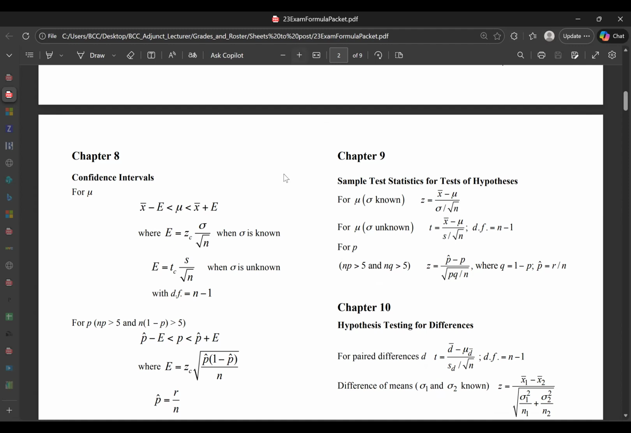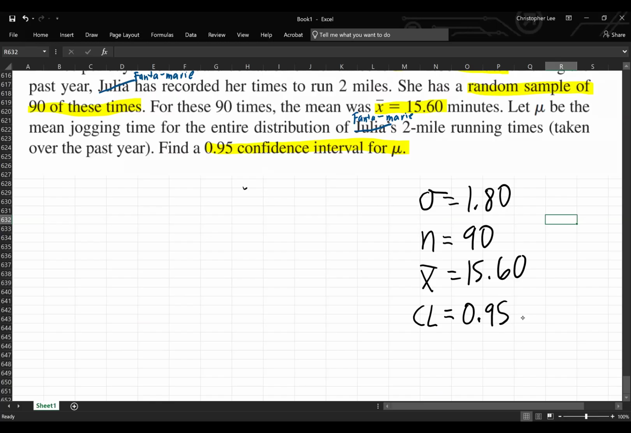All right, let's go back. So my margin of error E is equal to Z critical times my standard deviation over the square root of N. Simple, right? What is E in this case? That's the question. What is Z in this case? Tell me. I'm looking for Z of 0.95.